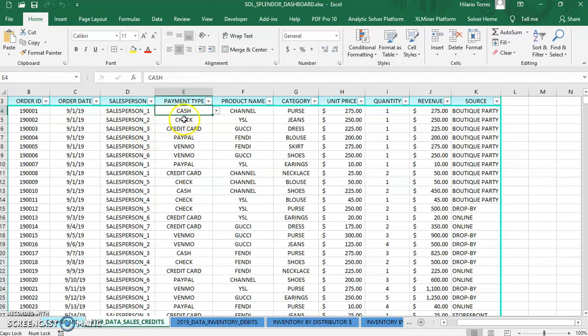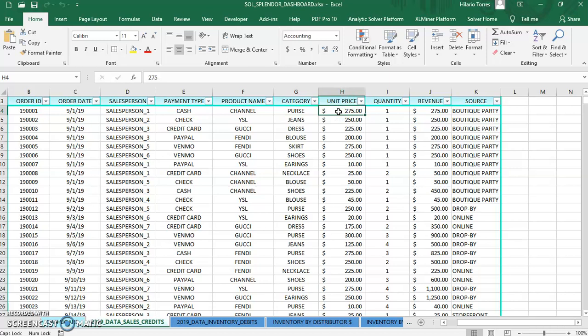And then here's the payment type. People are either going to pay you by cash, check, credit card, PayPal, or Venmo. And if there's other payment platforms that you take, let me know and I can add those in. Here's your product names. I just took random samples: Chanel, Yves Saint Laurent, Gucci, Fendi. And then the categories of stuff that you sell. You sell purses, jeans, dresses, blouses, etc. And then, of course, I put the unit price, like each unit.